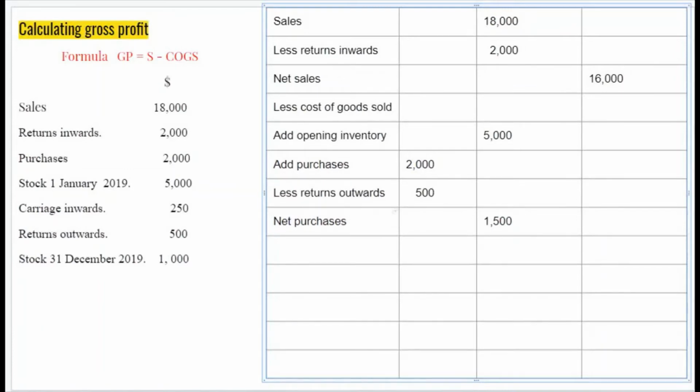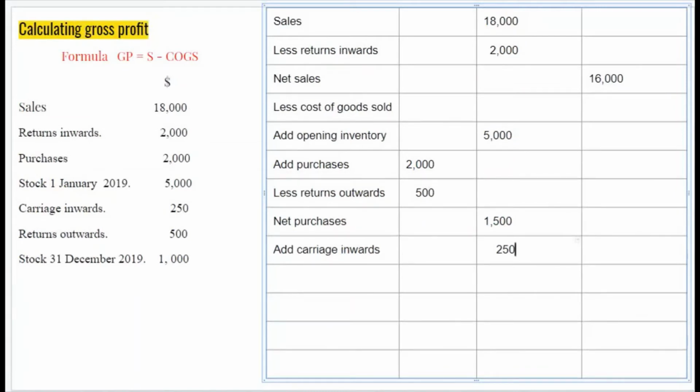did we pay to carry the goods into the business? Now, when you carry goods into your business, there's a cost that the business bears, which we refer to as carriage inwards. Once there's carriage inwards, you add your carriage inwards. So in our little scenario here, we have carriage inwards of 250. So we are going to add carriage inwards 250. Very good.